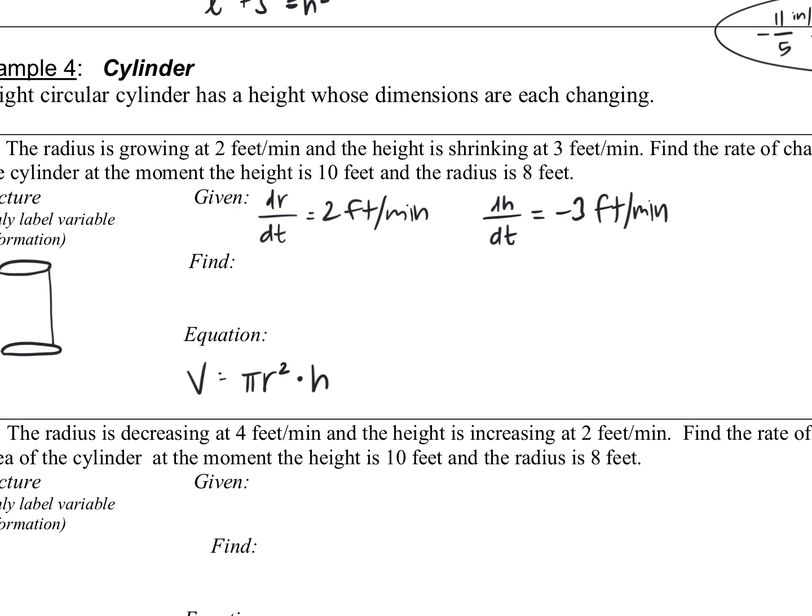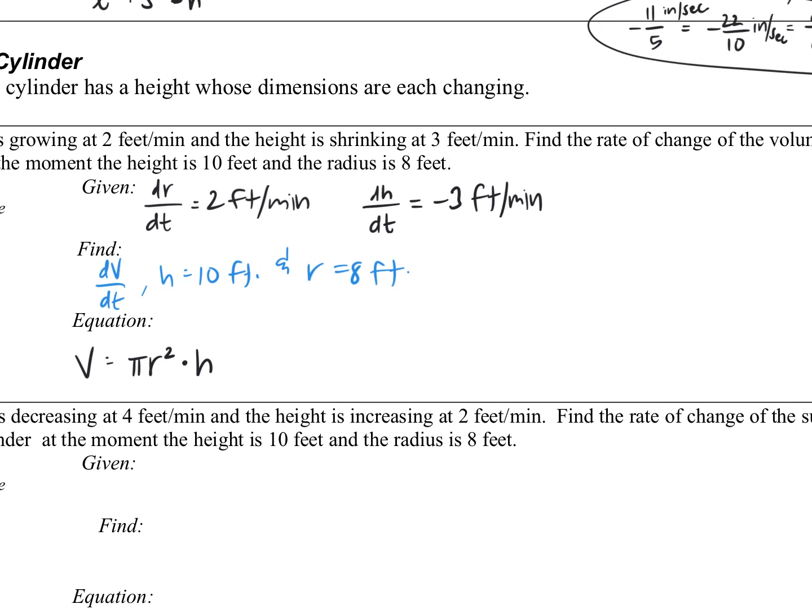All right, so here's our equation. We are trying to solve for the rate at which the volume is changing. So we're solving for what? dV/dt, specifically when my height is 10 and my radius is 8. I need to take the derivative of this equation before I start plugging anything in. So, dV/dt.